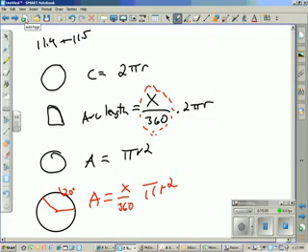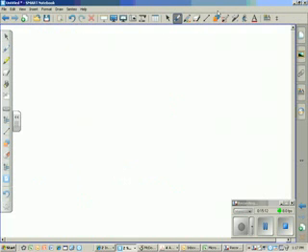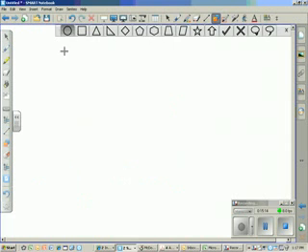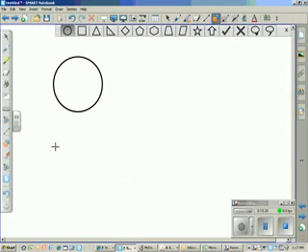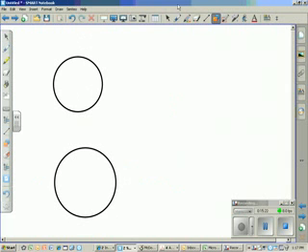So I'm giving you 4 problems to do. And here's the 4 problems. I have a circle, and I also have part of a circle. Call this 80 degrees. So here's my 4 questions. In the top circle, I will say that my radius is 5 feet. In the bottom circle, I will say that my radius is 6 feet.